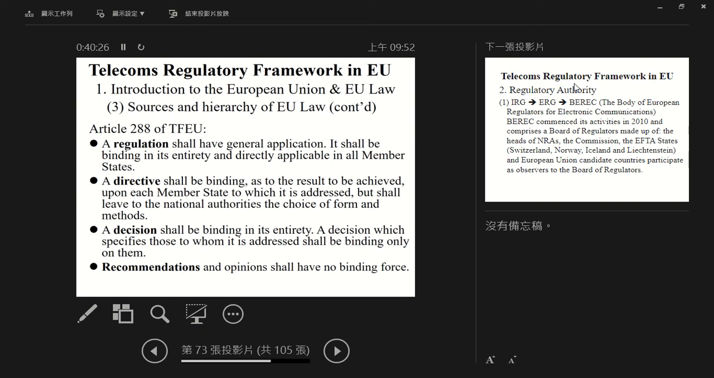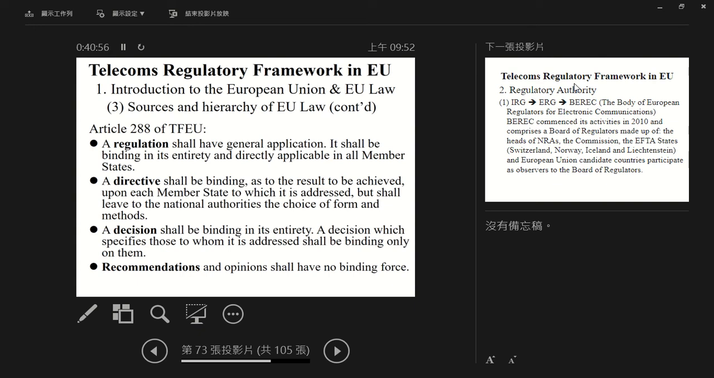So these are the concept of regulations and directives. Next, we are going to take a look at a decision. A decision, by its name, suggests it's something just decided on a specific case. It's not general in nature.